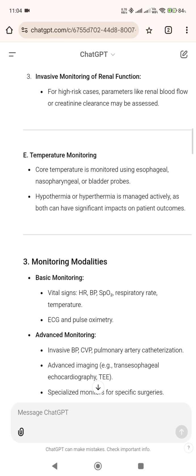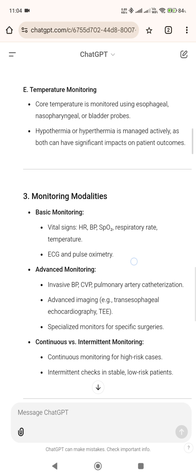E. Temperature monitoring. Core temperature is monitored using esophageal, nasopharyngeal, or bladder probes. Hypothermia or hyperthermia is managed actively, as both can have significant impacts on patient outcomes.